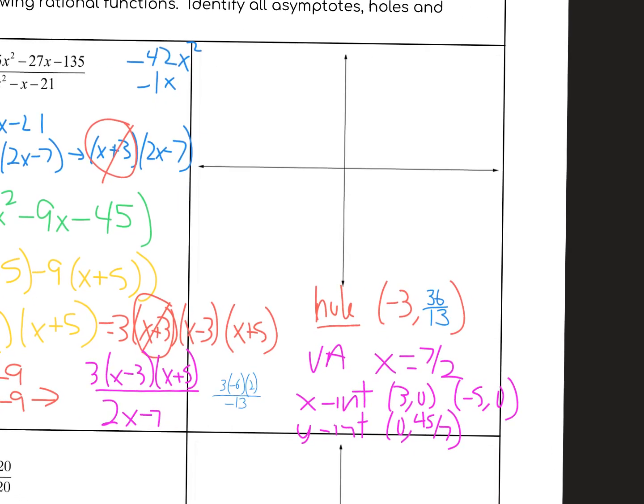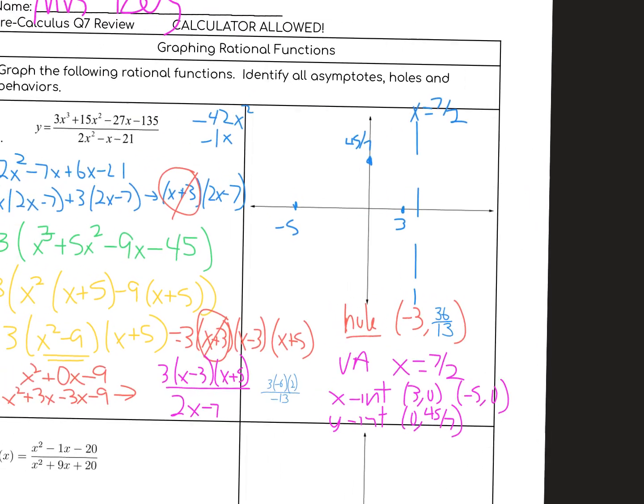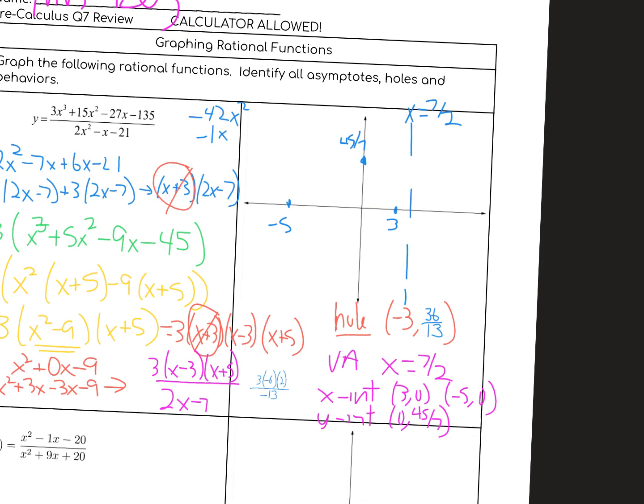So I'm going to have a vertical asymptote at x equals 7 halves. I'm going to have an x-intercept, so 7 halves is 3.5. X-intercept there and at 3, and at negative 5. I'm going to have a y-intercept at 0, like 7-ish. And so that's 45 sevenths. See how the top is bigger than the bottom? It means I'm going to have an oblique asymptote. So let's figure that out.